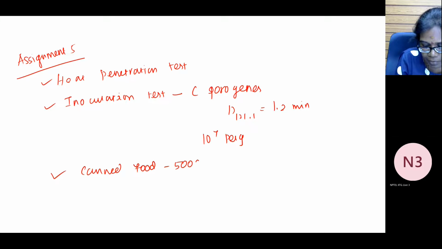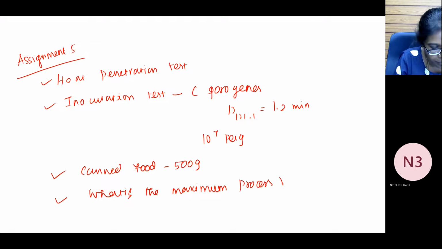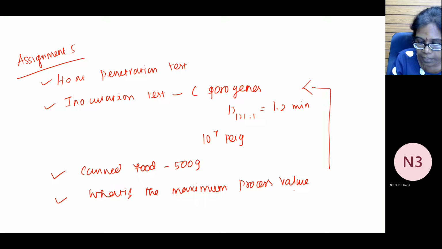of 500 grams, right? And we are supposed to find out what is the maximum process value that can be measured using this, right? And there is another assumption given, which is nothing but the limit for spore numbers at the end of the process is unity. So that means the final number of spores comes to be 1, right?